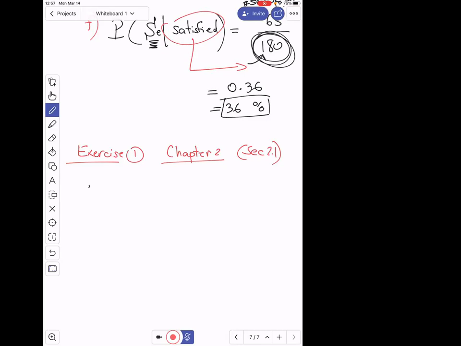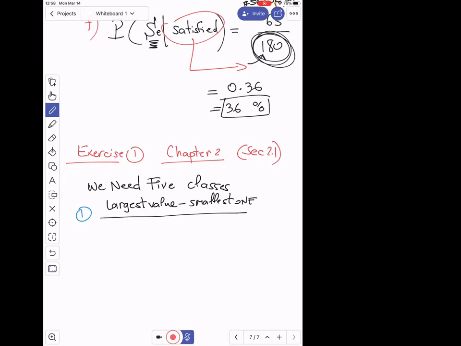So here we need 5 classes, right? So first you need to subtract: the largest data value minus the smallest one, over, of course, the number of classes. Just be careful here. We divide by the number of classes.